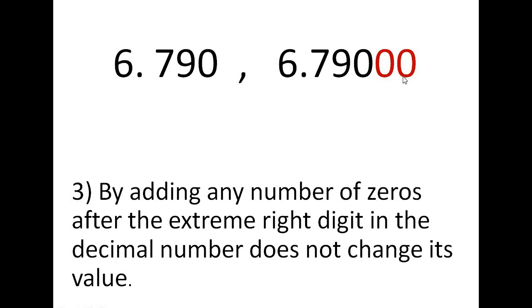Adding the zeros after the extreme right digit, which is 9 here, these zeros don't have any value. And here the extreme digit is again 9. These zeros don't have any value. So 6.79 and 6.790 are read the same. There is no value of zeros after the extreme right digit in the decimal number. It doesn't change its value.